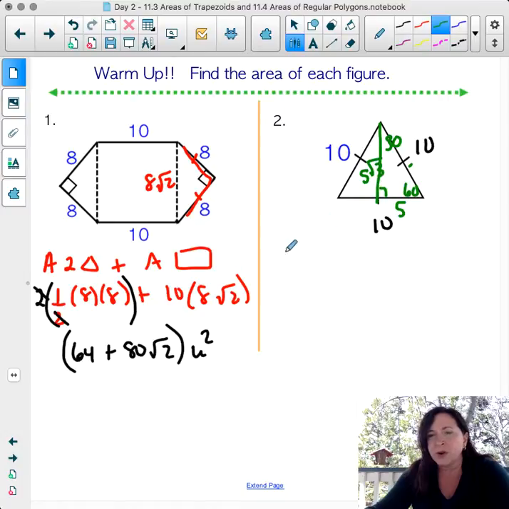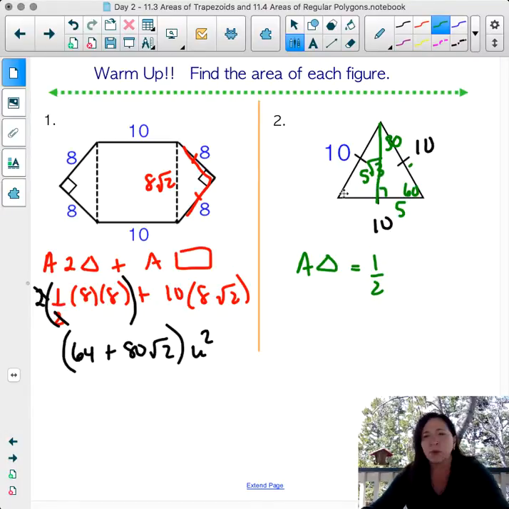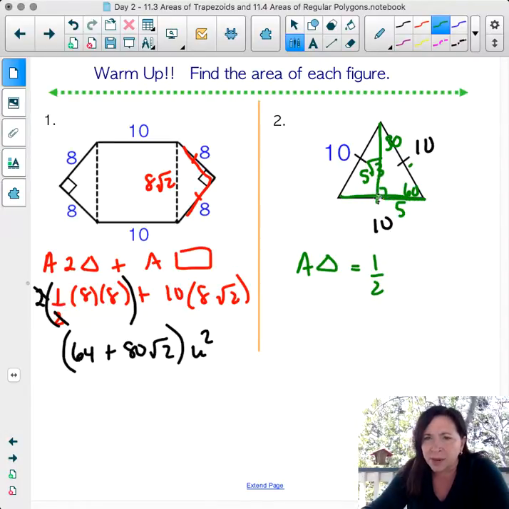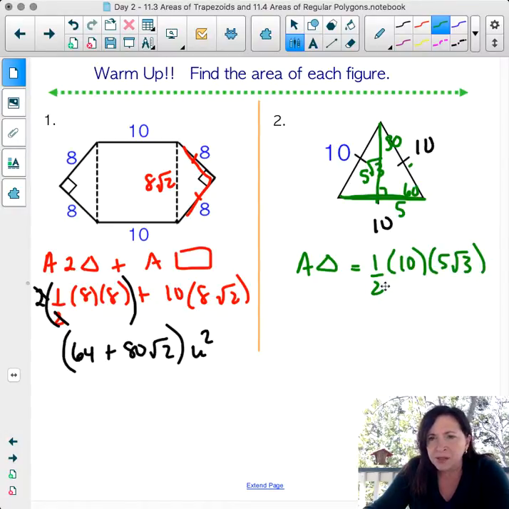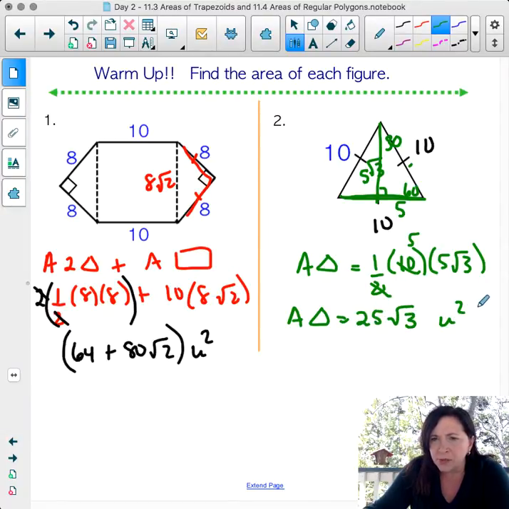So to find the area of this triangle, you're going to say the area of the triangle is 1/2 the base times the height. Please remember that when you're finding the base, it's the entire base of the triangle. So it's 1/2 times 10 times the height, which is 5 root 3. So half of 10 is 5. 5 times 5, that's a 1 here. So the area of my triangle is going to be 5 times 5, which is 25 root 3 units squared.